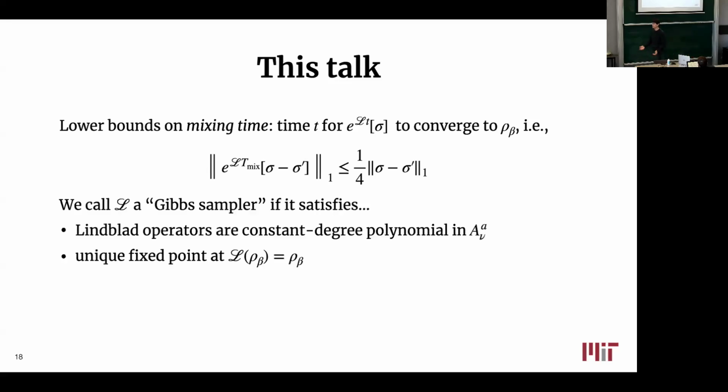What I'm going to provide lower bounds for in this talk, I'm just going to say Gibbs sampler. But when I say Gibbs sampler, I really mean something like what we just saw. So I'm referring to a family of algorithms where there are Lindbladians, and all of the Lindblad operators are constant degree polynomials in the A nu A operators. And this Lindblad map has a unique fixed point at the thermal state. The uniqueness of the fixed point is implied by detailed balance. I don't actually need detailed balance, just this more general condition is sufficient. So this is the whole setup of this talk in some sense.